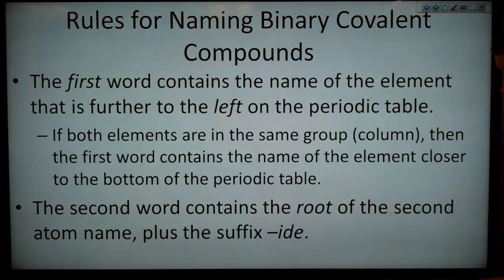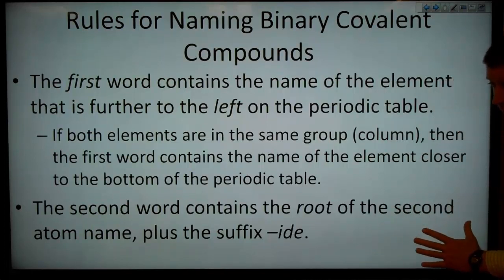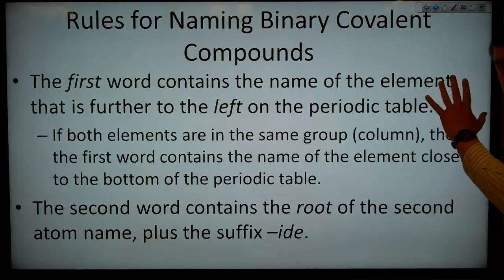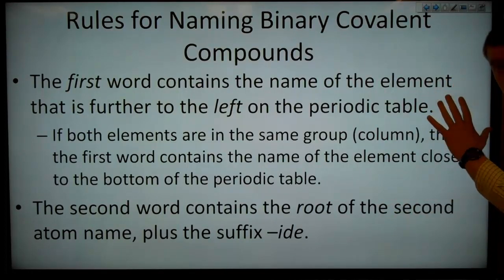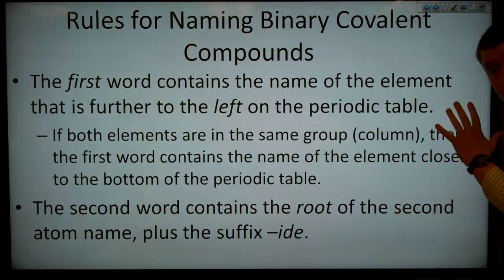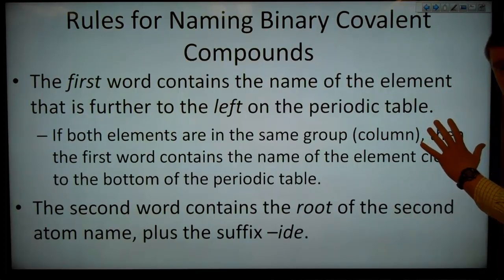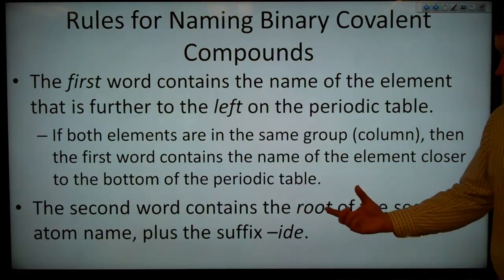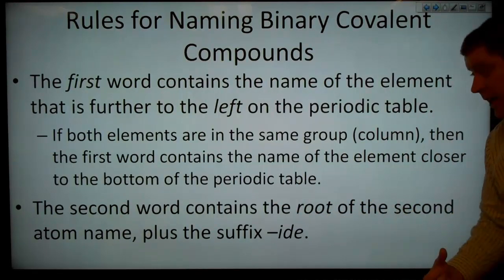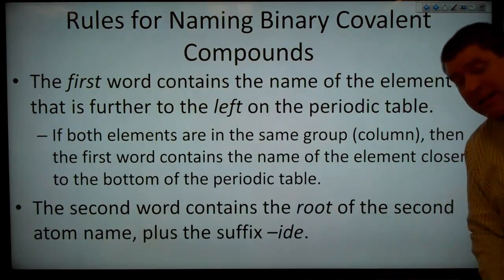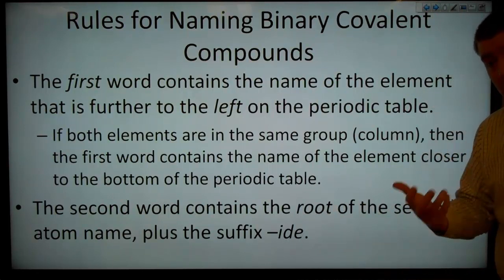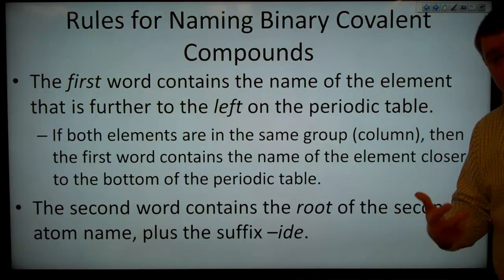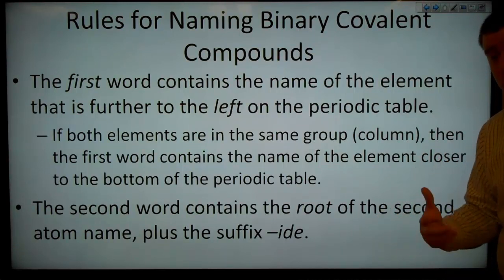So that second word contains the root of that second atom name. So the atom that is closer to the top right, we're using the root of the atom on the right. We're using the full name of the atom on the left. So that second word contains the root of the second atom name plus the suffix IDE. So oxygen becomes oxide, fluorine becomes fluoride, and so on.